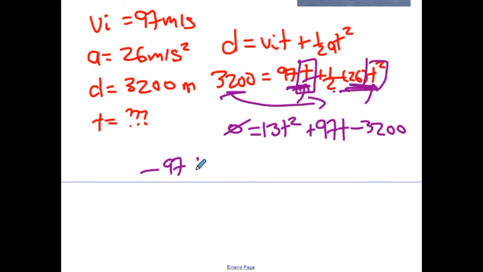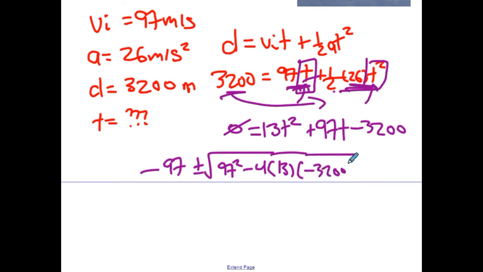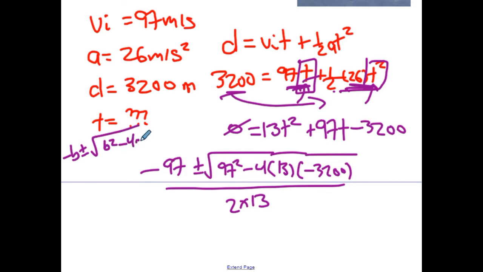Negative 97 plus or minus, because 97 is your b value, 97 squared, because again, that's your b value, minus 4. Your a value is now 13, because it's half of 26. And your c value is negative 3,200. And when you're done, you divide it all by 13 times 2, 2 times a. Okay. So again, that formula, in case you missed it, was negative b plus or minus square root of b squared minus 4ac all over 2a. And this is a, your first term, b, your second term, c, your constant term.